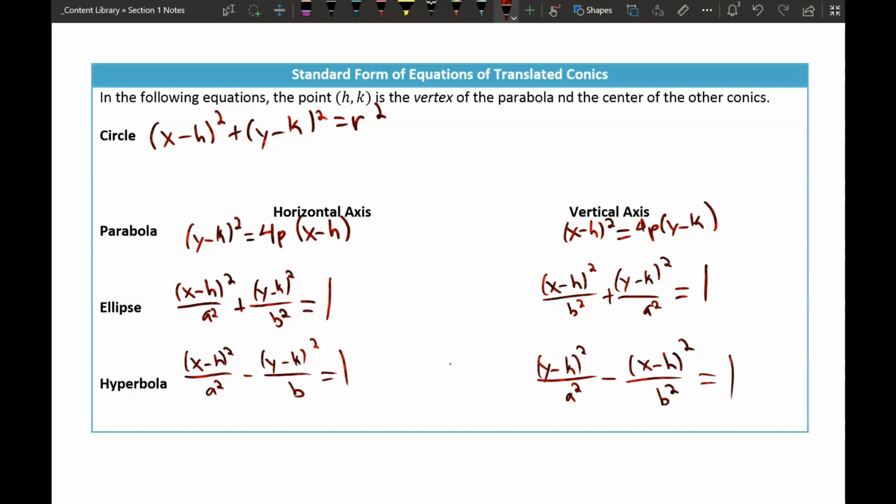So just a quick review. Remember, r in the circle stands for the radius. When we have a parabola, we know it's going to open like this. If it's y minus k squared on the left side, it's going to open up or down; if it's x minus h squared, so on and so forth.